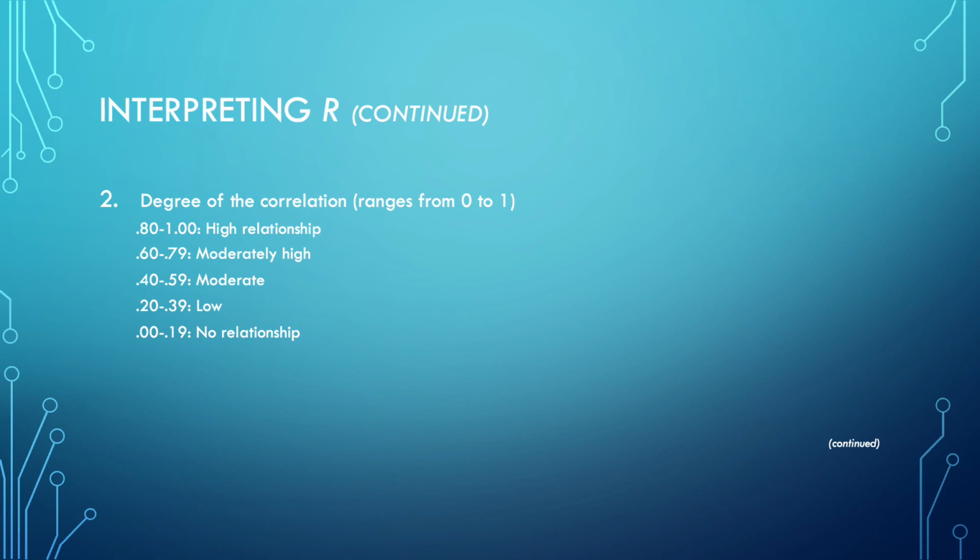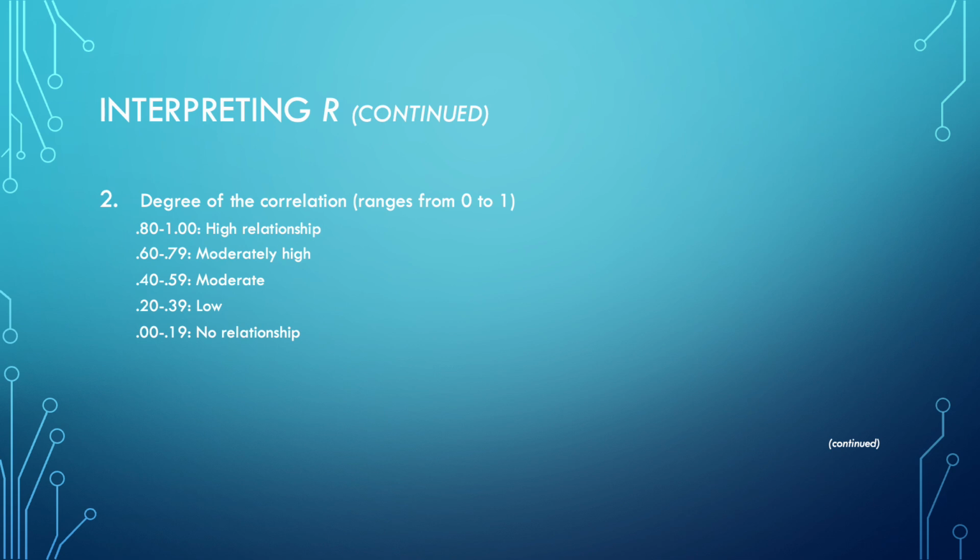So after looking at the direction for R, or the positive or the negative, we want to look at the degree of the correlation. Remember, our degree is going to be from 0 to 1 on the positive or the negative side. So from 0 to -1 or 0 to +1. Again, the closer it is to positive or -1, the higher the relationship.